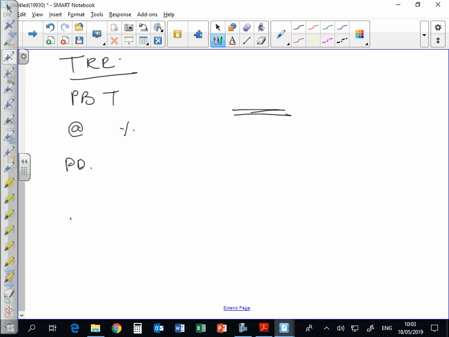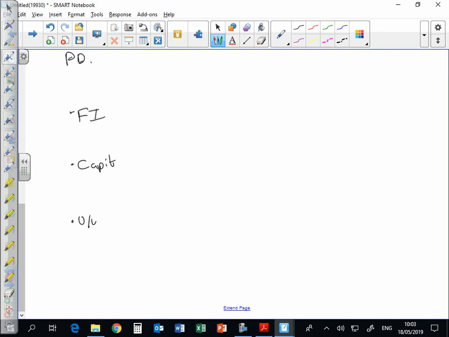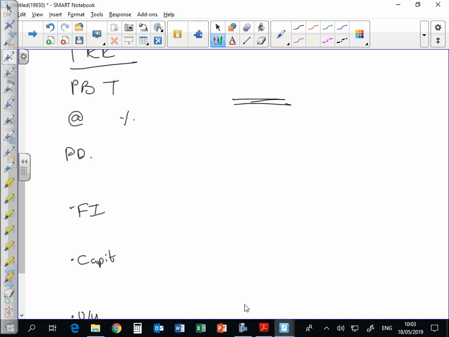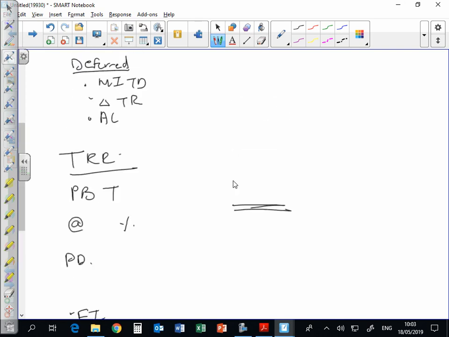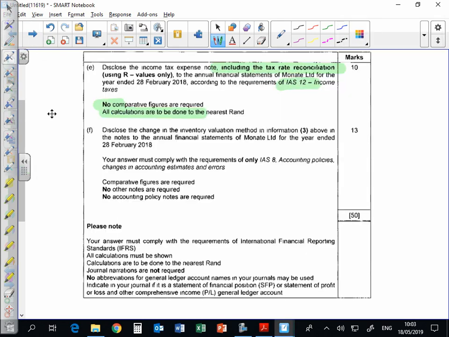Right, let's then say we need foreign income over here. We need capital. If there is, we'll have over or under provision. We'll also have a change in tax rate. Right, and we know that this answer over here needs to balance to this answer over there. Right, so that's that. And then the last requirement is to disclose the change in inventory valuation method in point number 3 above in the notes to the financial statements.